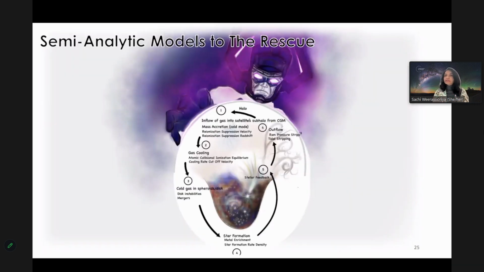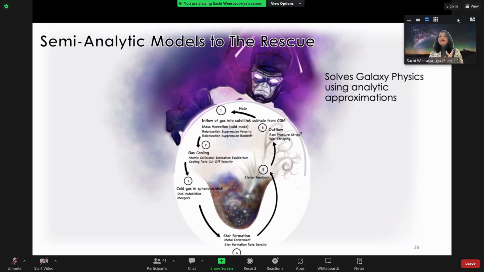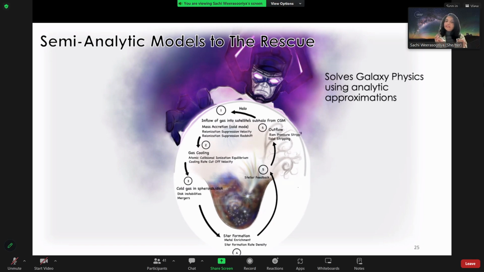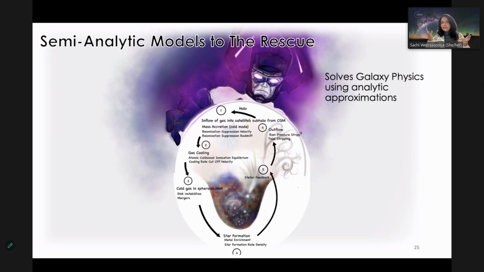This is where semi-analytic models come to our rescue. Semi-analytic models use a simpler framework to solve galaxy physics using analytic approximations. It will solve differential equations for different physics of dwarf galaxies or any galaxy: inflow of gas, gas cooling, star formation, stellar feedback and outflows, and many more. And it builds onto a merger history of dark matter halos. So you need to have an N-body simulation to build the dark matter halo merger history and how galaxies evolve in this type of model.